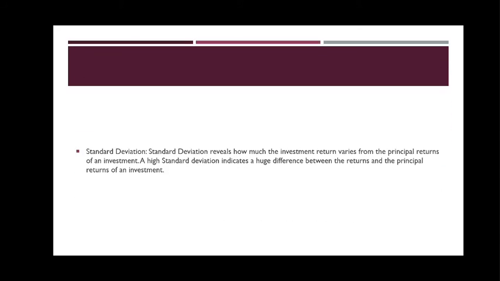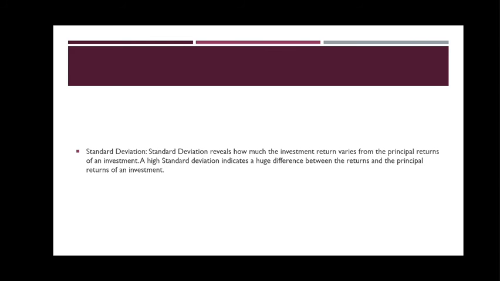What is standard deviation? Deviation reveals how investment return varies from the principal return of an investment. We know standard deviation is nothing but the risk. It includes both the unsystematic risk and systematic risk. It measures the risk. For this much risk, I got this much. For 1% of risk, how much I will get, this ratio will say.